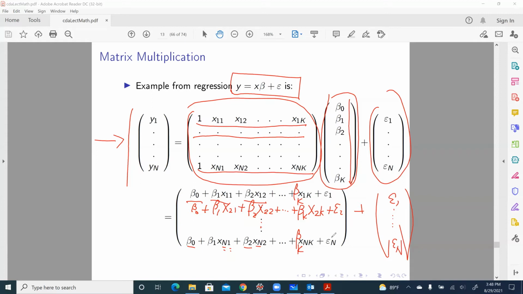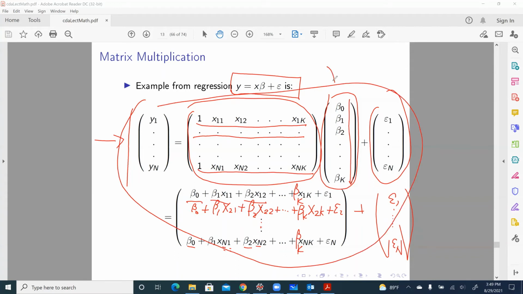Right? So here we see how matrix multiplication can help us simplify the notation. So from here, right, directly we can get to here, and they're equivalent. So we don't have to lay out such complex and tedious scalar operations, in matrix format, right?